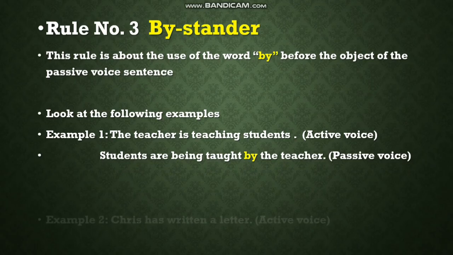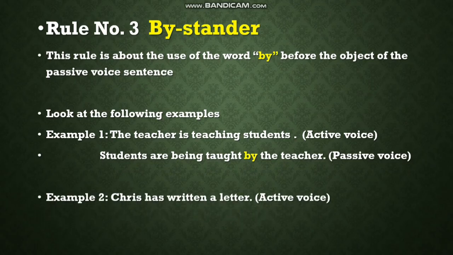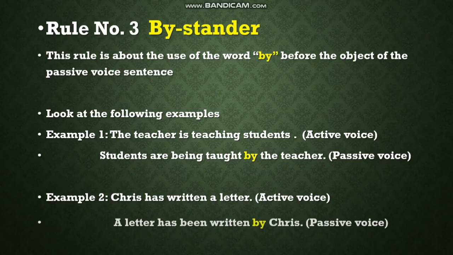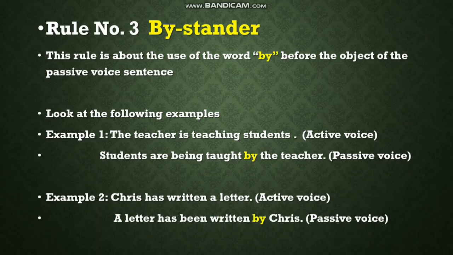And example number 2. Chris has written a letter. This is the active voice sentence. And in the passive voice, we will say, a letter has been written by Chris. You need to see that this word by comes before the object of the passive voice. Hence, the rule number 3, which is called bystander.